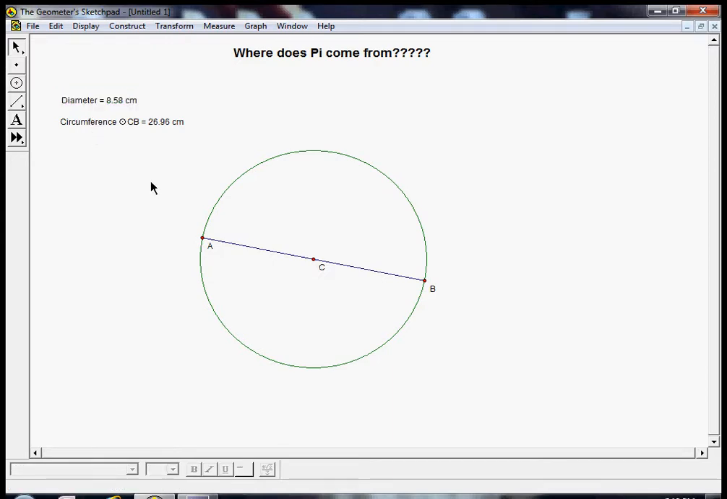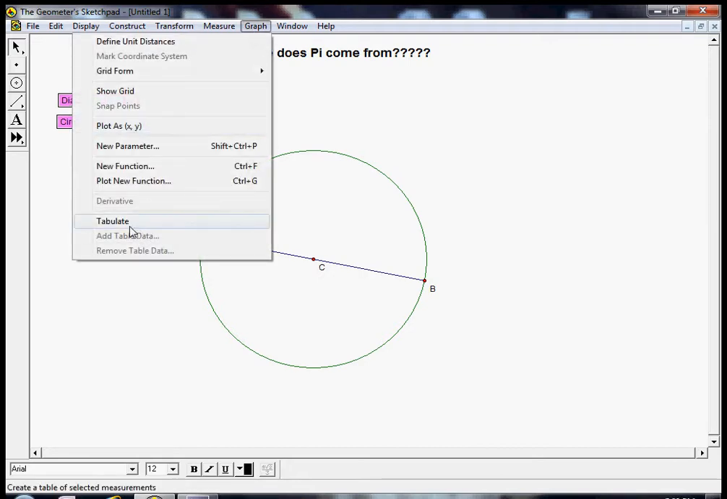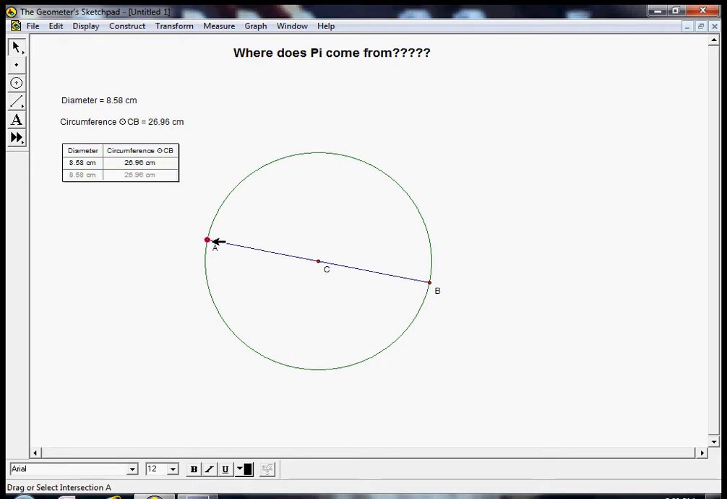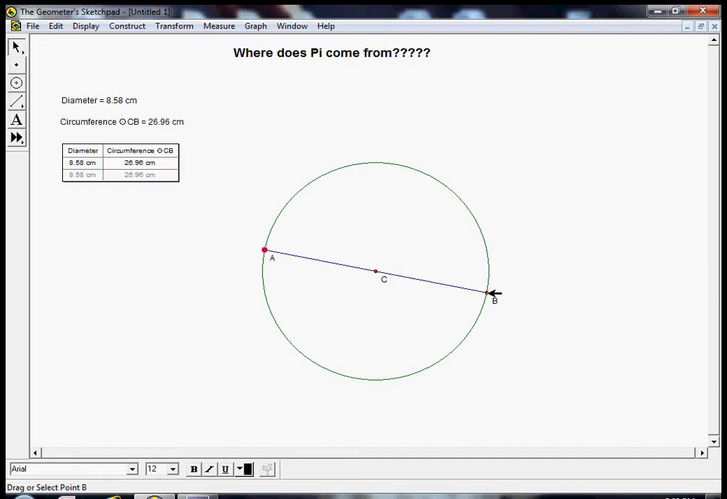So to do that, we're going to take a bunch of measurements of different size circles and keep track of them. And I'm going to have this program keep track in a table. So here's my table. So here's my first measurement, my first circle. The diameter is 8.58, the circumference is 26.96, and I'm going to change the size of the circle here.